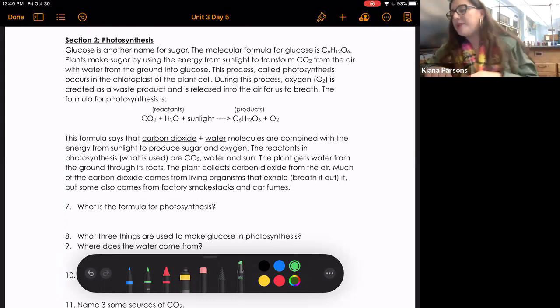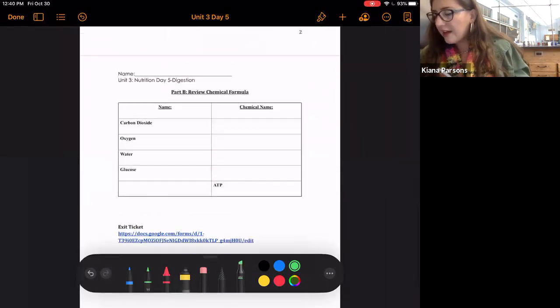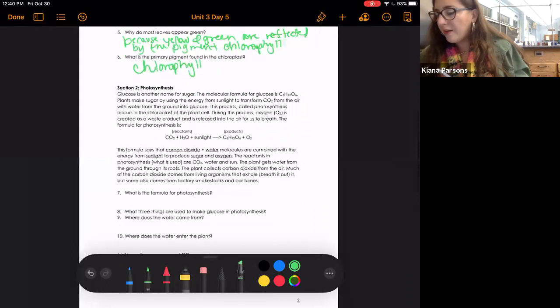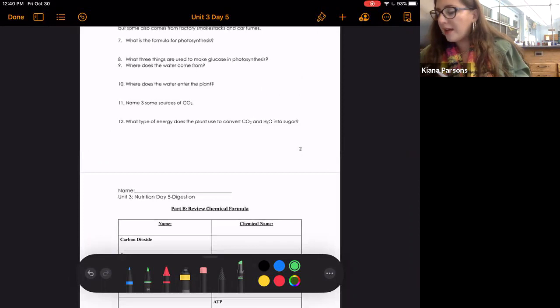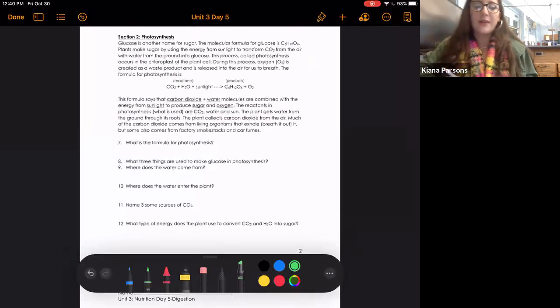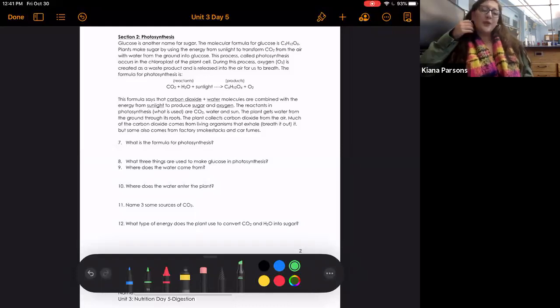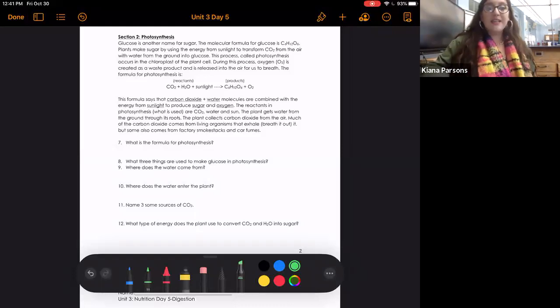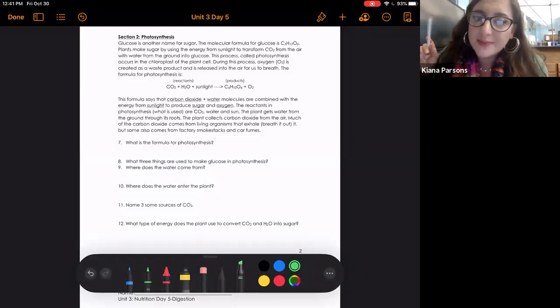And all right, we're almost done here now with section 2. And then at the bottom there, we're going to do a little review of the chemical names of some compounds that we've been studying this year in living environment. So let's continue. All right, section 2, photosynthesis. Glucose is another name for sugar. The molecular formula for glucose is C6H12O6.